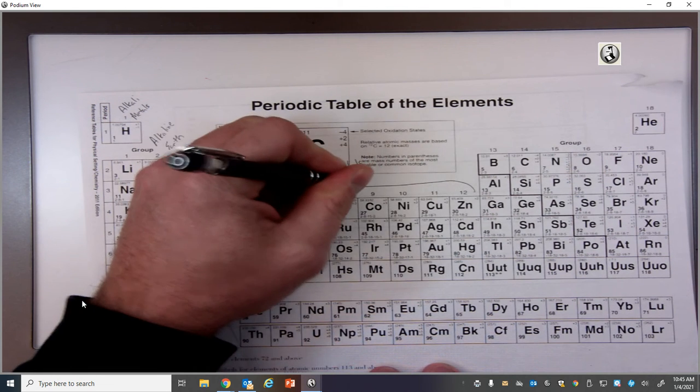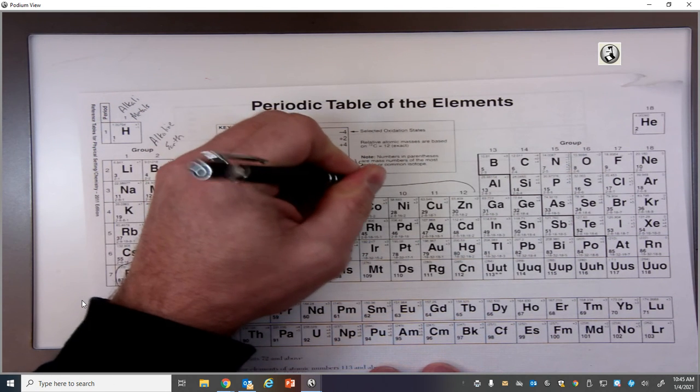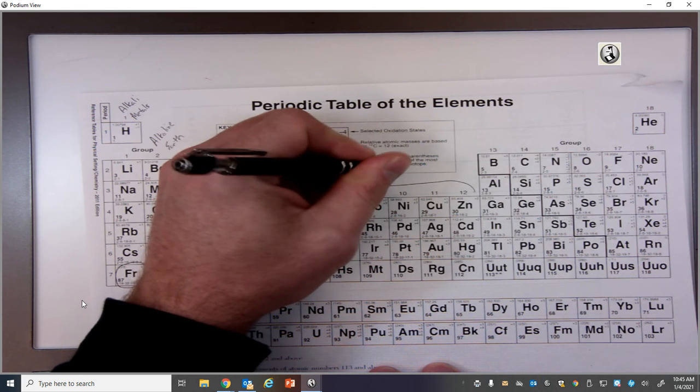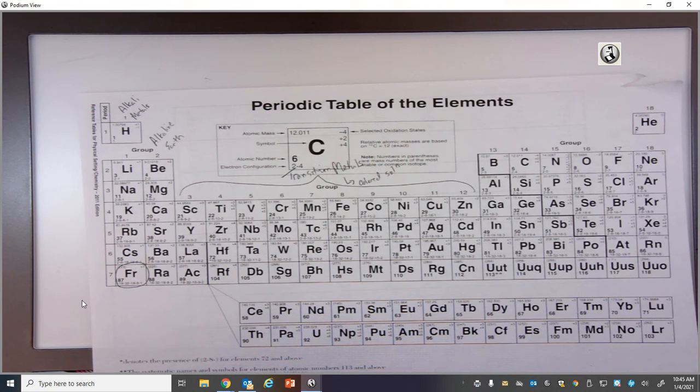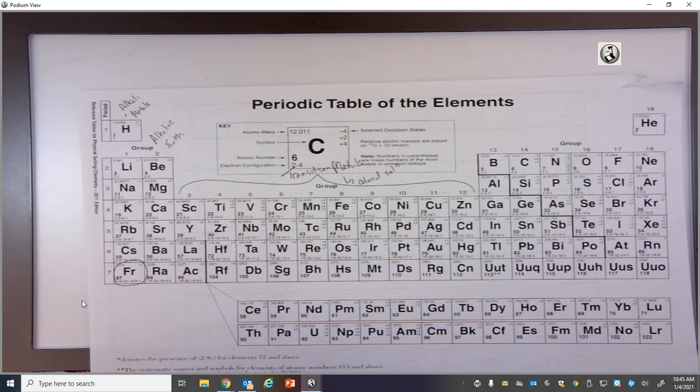Another unique thing about transition metals is they form colored solutions. When dissolved into water, these ions will make colored solutions in all kinds of different colors. It's kind of cool. It's one of the ways that you identify it as a transition metal.